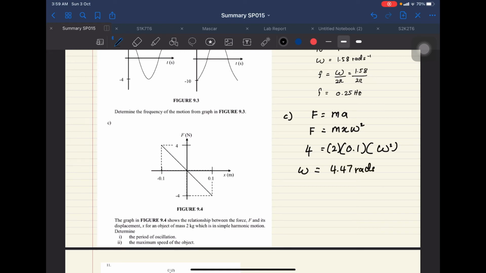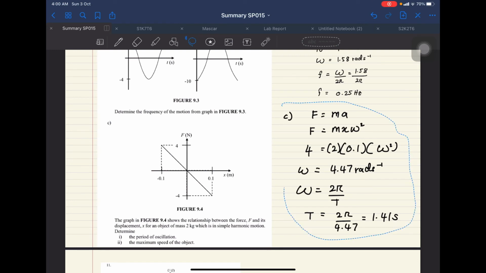radian per second. Once you get this, you can straight away find the period using 2 pi over T. Our T is equal to 2 pi divided by 4.47, which is 1.41. This is a period, so it will be in seconds.